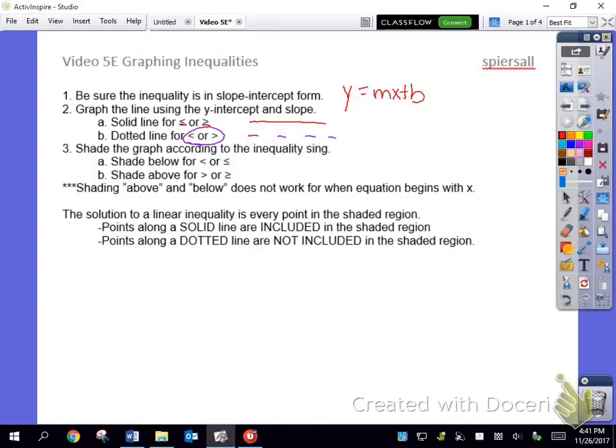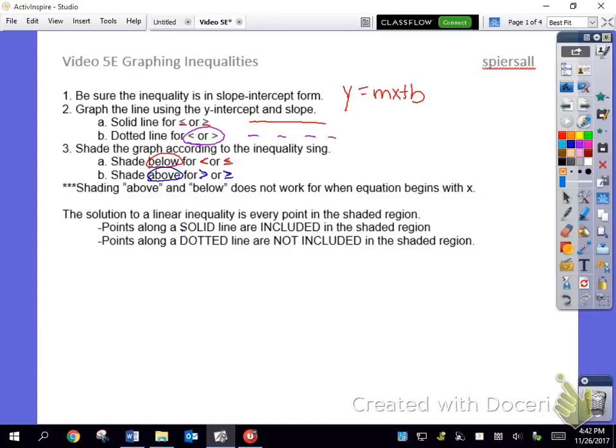When it says that it's less than or equal to, then you're going to shade below, so you're going to shade underneath. And then when it's greater than or equal to, then you are going to shade above, all right? Now, you can always check it on the graphing calculator.